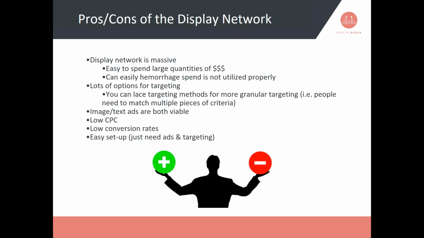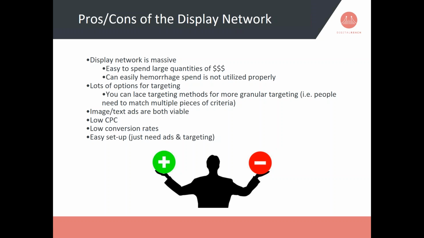So the display network is essentially your ads showing up in those little banner slots on sites where you see ads for things that you've browsed beforehand. You know, if you looked up bicycles or something on Amazon, and then it follows you around with those little ads that pop up, that's the display network.